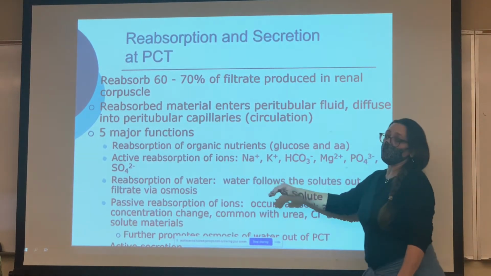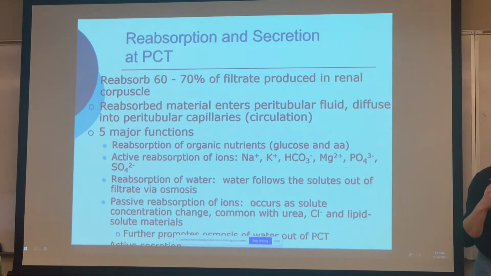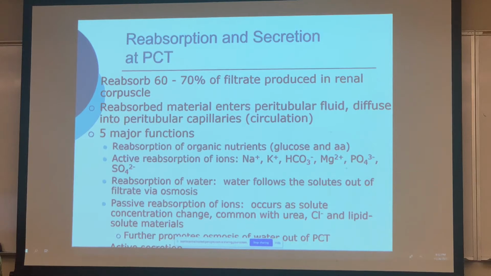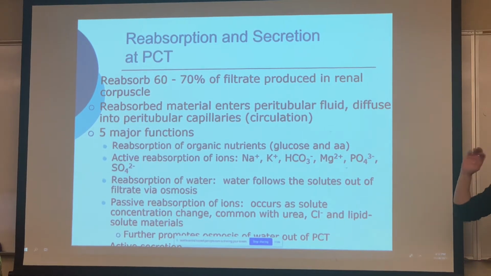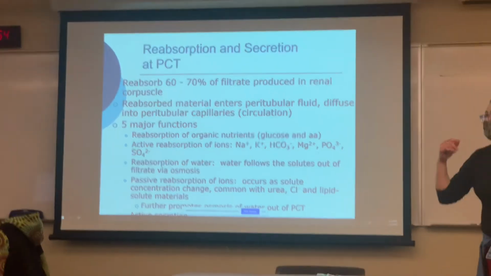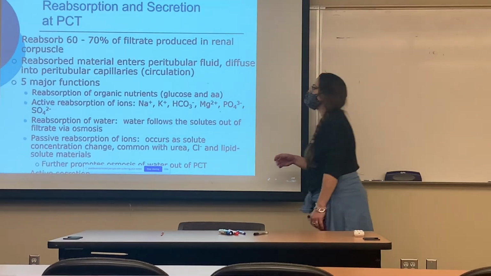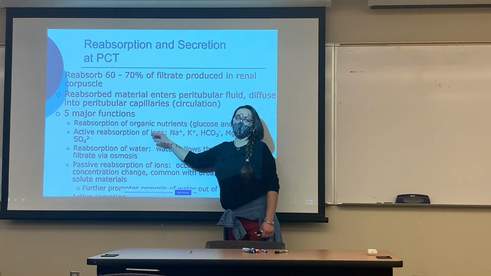What kinds of things get reabsorbed here? Organic nutrients, so glucose, amino acids. That also tells you that we have glucose pumps and pumps for amino acids here as well. So if I were to ask you a multiple choice question about whether there were glucose pumps here, you would say, yes, there are glucose pumps. That's how we reabsorb these organic nutrients.